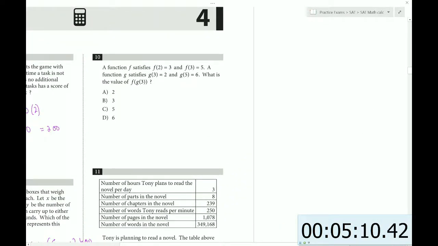The function f satisfies this and this. A function g satisfies this and this. What is the value of f of g of 3? So the first thing is to evaluate what g of 3 is equal to, and it's equal to 2. So now we could sub that in for g of 3. Now we evaluate f of 2, and we find the answer is 3.